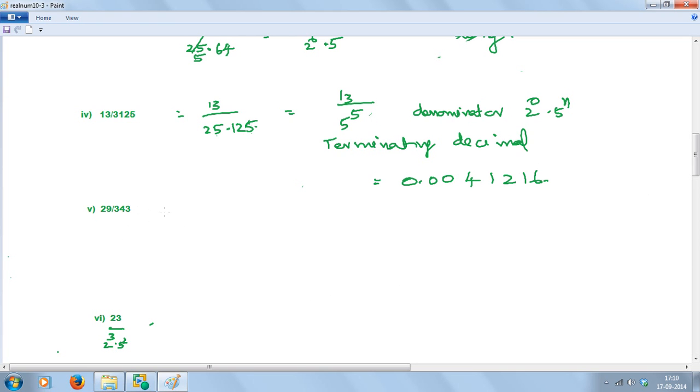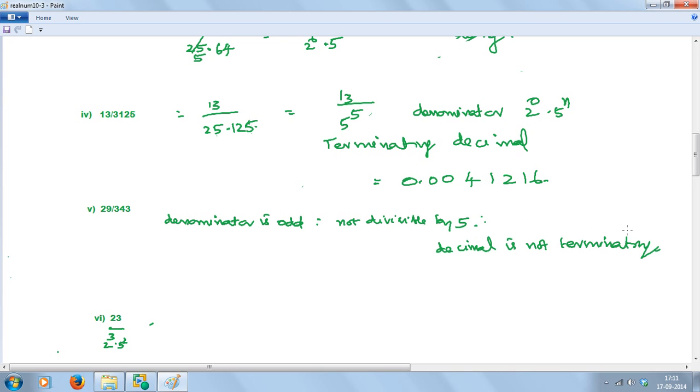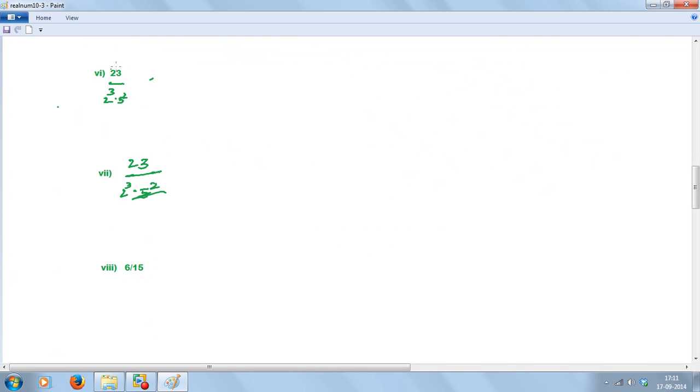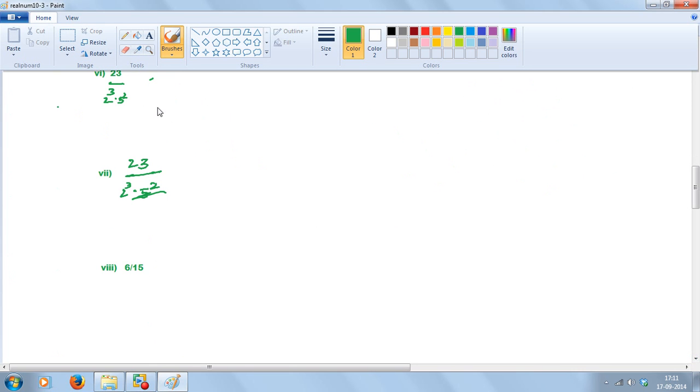The next problem, 29 divided by 343. So the denominator is odd. So there is no power of 2 and also it is not divisible by 5. Therefore, the decimal is not terminating. You can actually divide and check. The next problem is 23 divided by 2 cube multiplied by 5 square. So 2 to the power of m, 5 to the power of n.